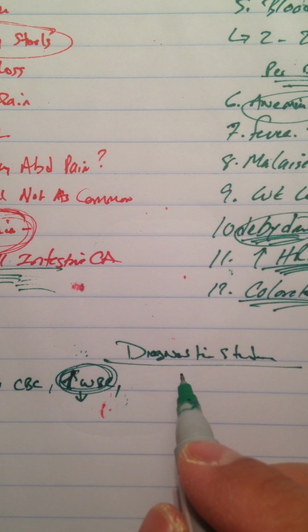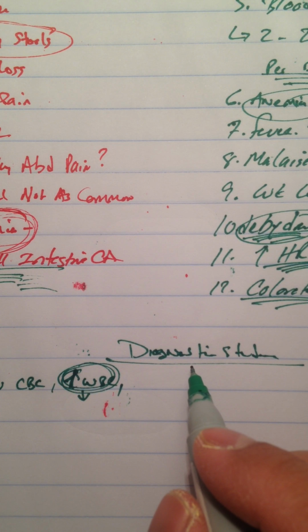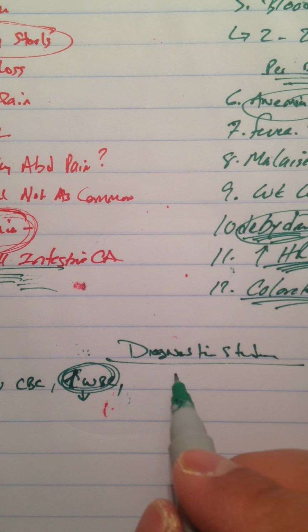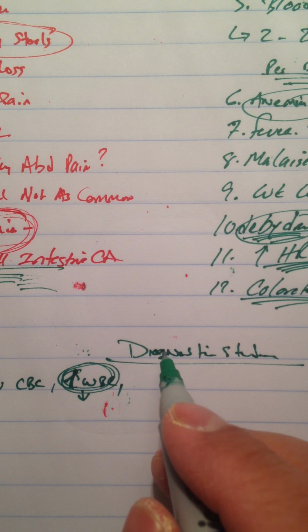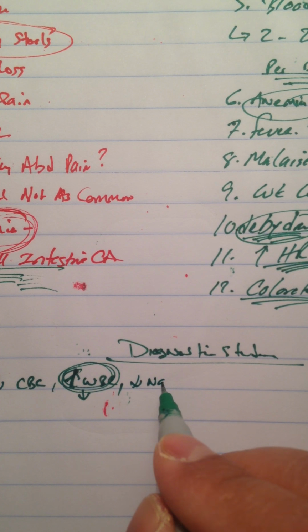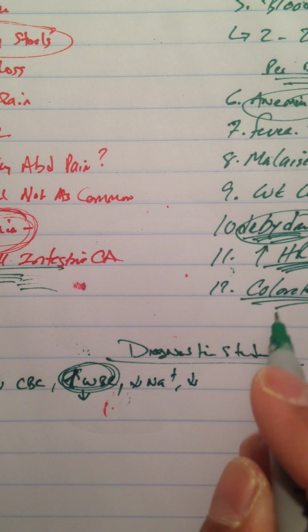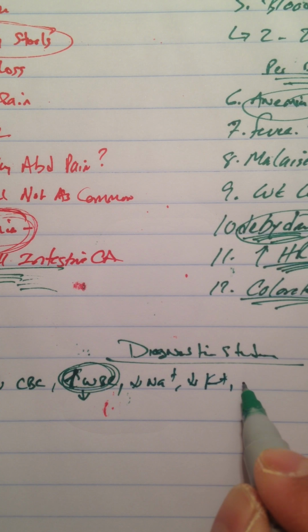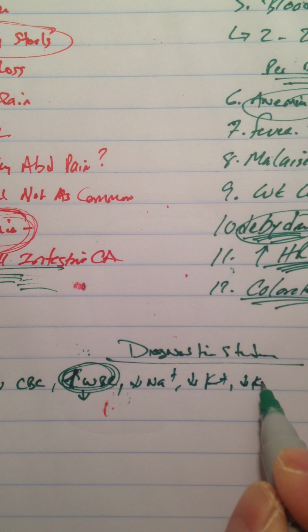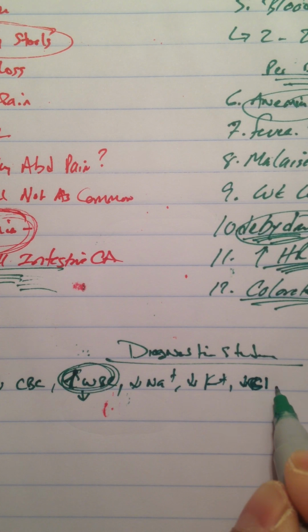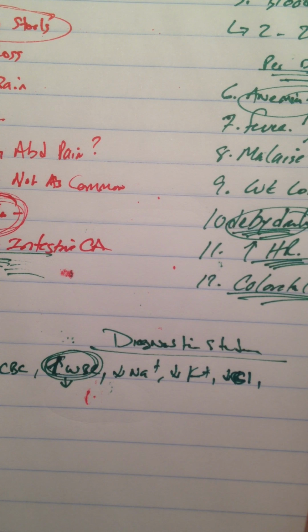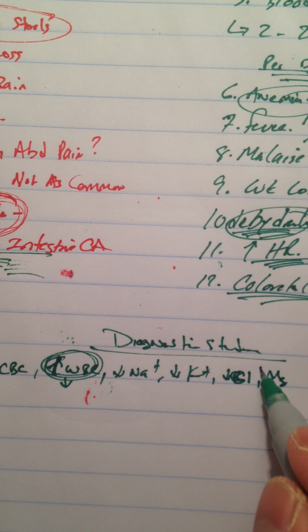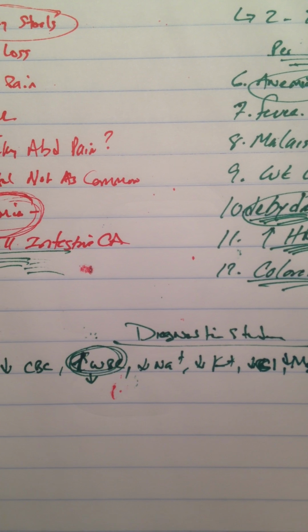Now you're having lots and lots of stools, lots and lots of diarrhea. So therefore you should expect that your electrolyte levels will go down. That includes your sodium, decreased potassium, decreased chloride, decreased magnesium. Okay, those are some of your lab values.